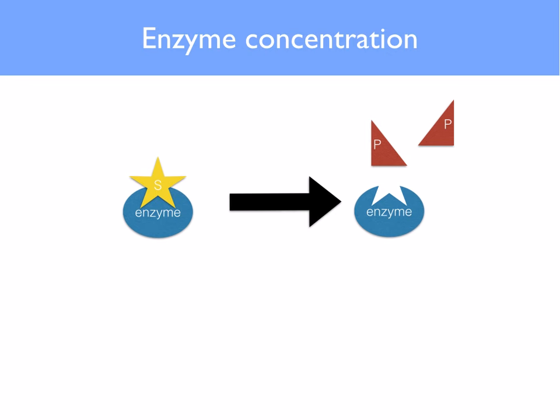Now what happens if you change the enzyme concentration? So once the active site on an enzyme has acted on its substrate, it's free to repeat the procedure on another substrate molecule, as represented by this picture. You've got the enzyme and the substrate, the blue and the yellow. Then the enzyme has now got a free active site and the products have left it.